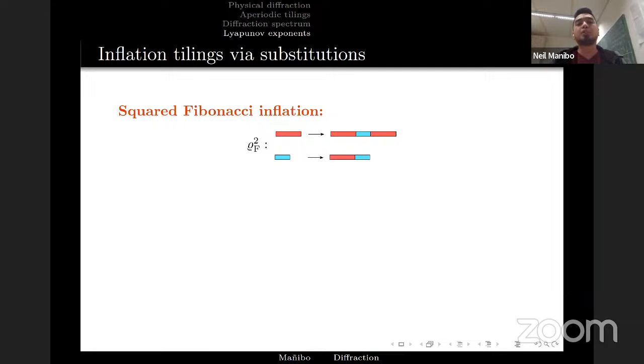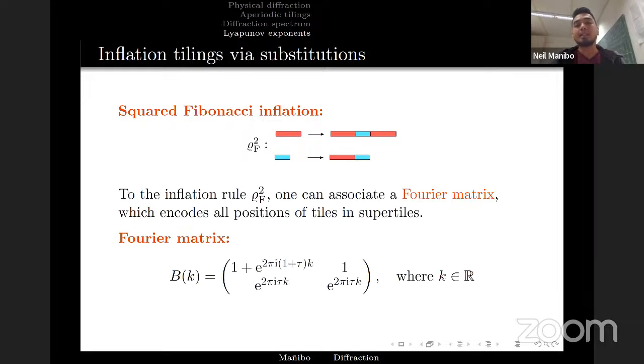So a way to do that is via Lyapunov exponents. So what we do is, now I'm going to look at the square of the inflation rule that I showed you before. So remember before I had red goes to red, blue, blue goes to red. Now this is just a second iteration of that rule. And to this rule, I can assign another matrix which does not just encode the number of tiles present in the super tiles. So these are called super tiles. It doesn't only count them, it also encodes the location of the specific tiles. So this new matrix is what I call a Fourier matrix. So to this inflation rule, I can associate a Fourier matrix, which now encodes the position of tiles in the super tiles.